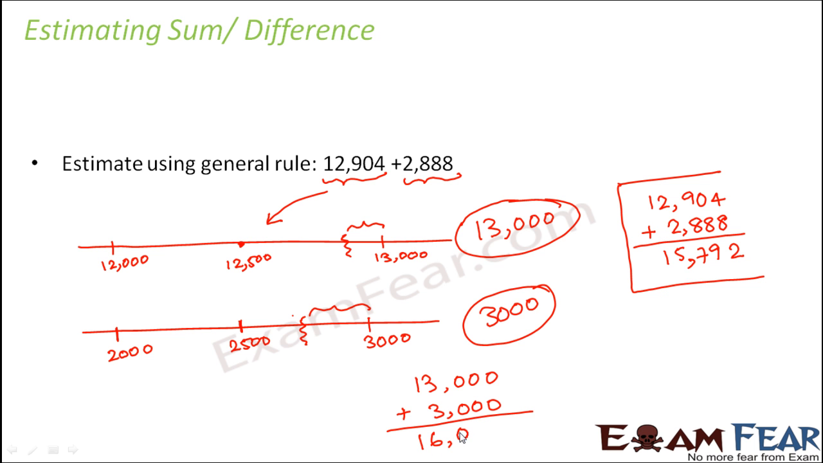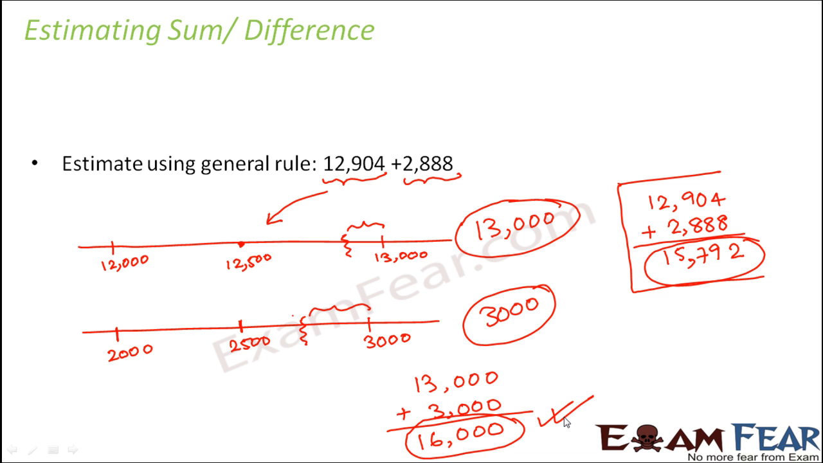So what do we get? We get 16,000. Now why did we initially add it traditionally? Just to see whether we are getting a number that is close to the actual sum. The actual sum was 15,792, which can be rounded off to 16,000, right? And that is what we have got here. So this is how we estimate the sum or difference of two numbers.